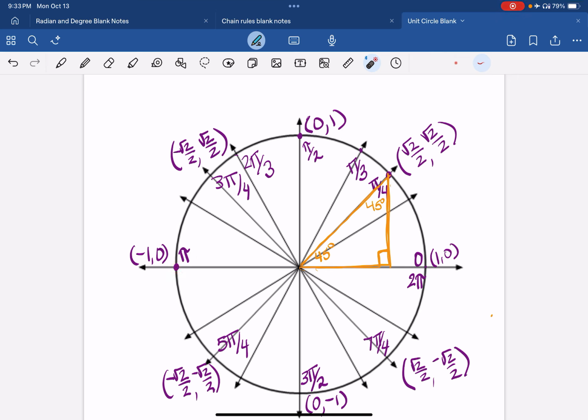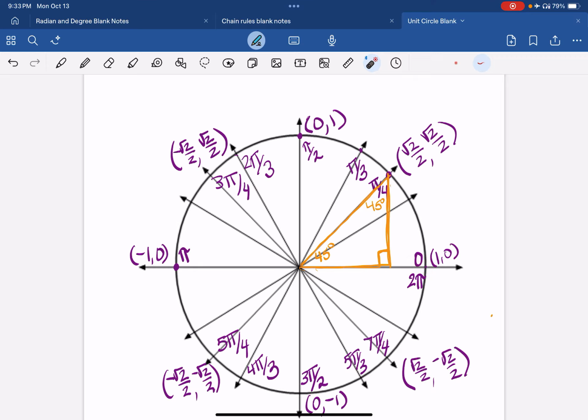And then we come down here, right here, and that's going to be, since this is 3 pi over 3, then now we'll have 4 pi over 3. And then we'll have 5 pi over 3 here. And then back around to 6 pi over 3, which is the same thing as 2 pi.